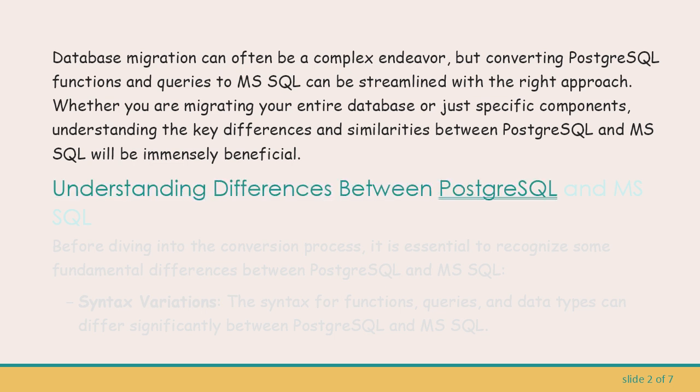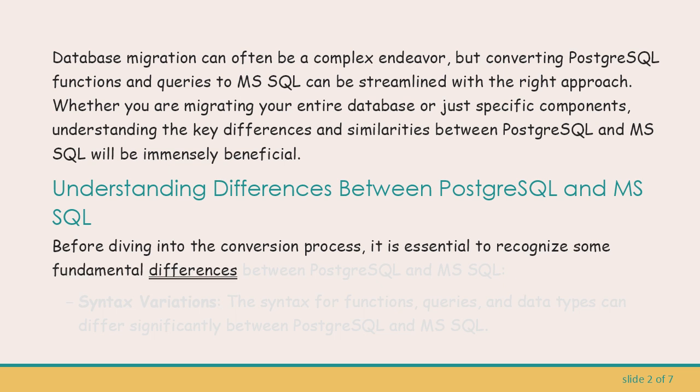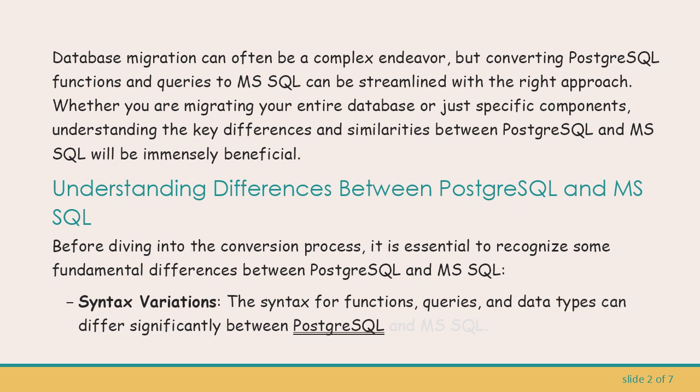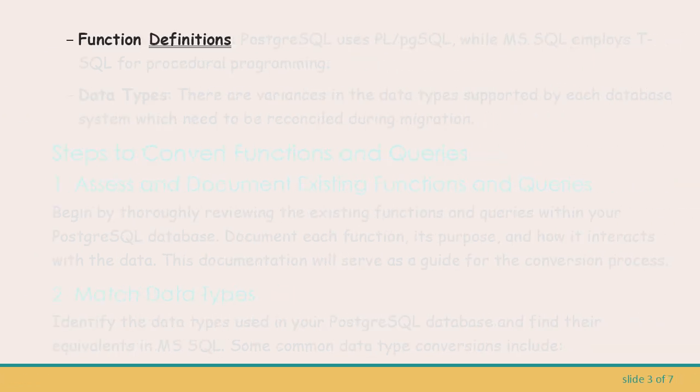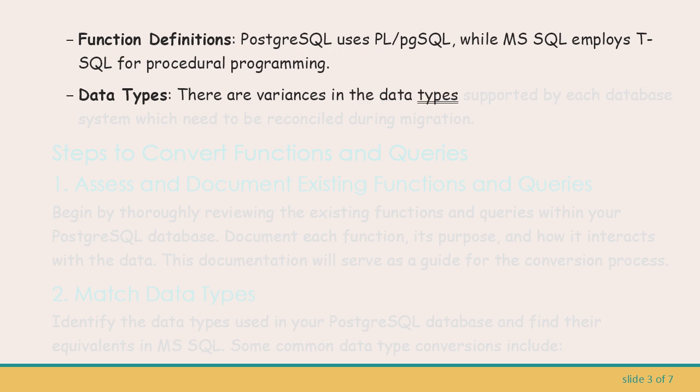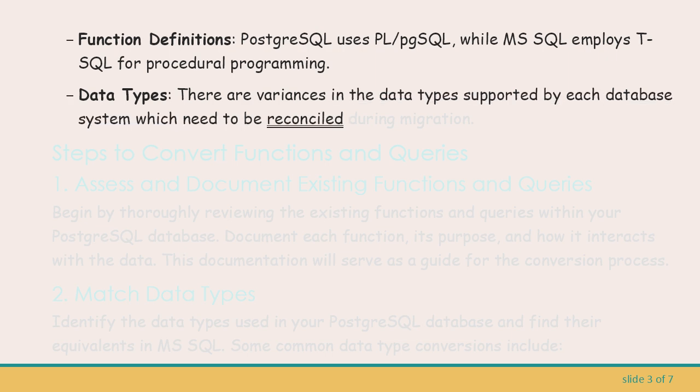Understanding differences between PostgreSQL and MS SQL. Before diving into the conversion process, it is essential to recognize some fundamental differences between PostgreSQL and MS SQL. Syntax variations. The syntax for functions, queries, and data types can differ significantly between PostgreSQL and MS SQL. Function definitions. PostgreSQL uses PL/pgSQL, while MS SQL employs T-SQL for procedural programming. Data types. There are variances in the data types supported by each database system which need to be reconciled during migration.